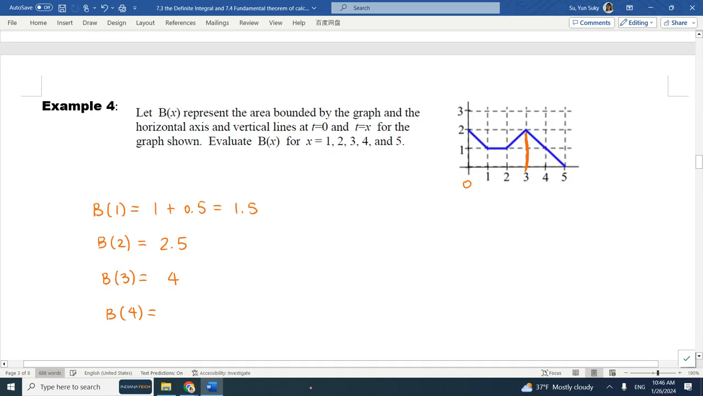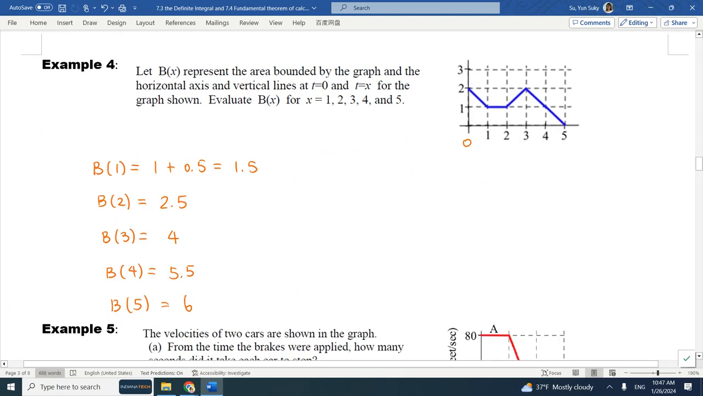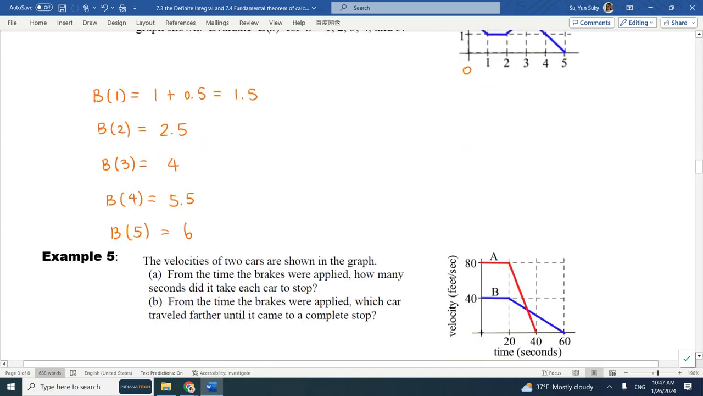B of 4, right here, Sarah. Yes, 5.5. Can everybody see that? 5.5. Okay, B of 5. Actually you can compare. B of 4 is 5.5, and then for B of 5 you have one more half block, so you have 1.5 more. You can also think of it that way. So in this problem we have the graph, and we can calculate the area. You know the area of a square and triangle, then we can figure it out.